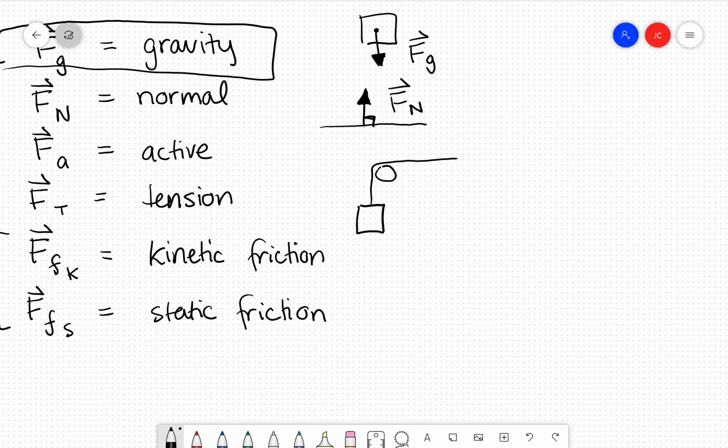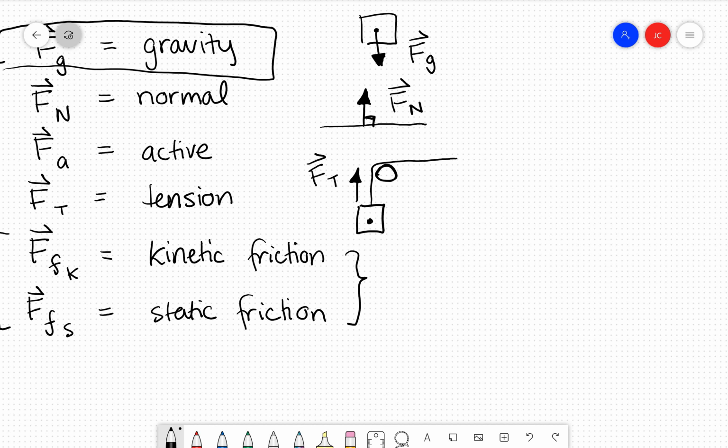You might have seen a diagram similar to this, and you'll note that the tension force is always going toward the center of the string. So it's going this way because it's pulling that object toward that rope or string. And these are tension forces. We'll learn more about these in a later video, in more detail, but for now, that's really all you need to know about them.